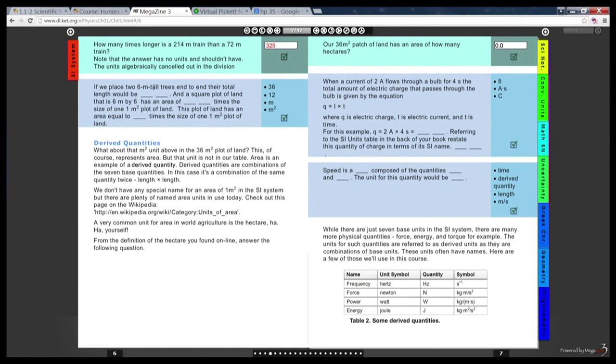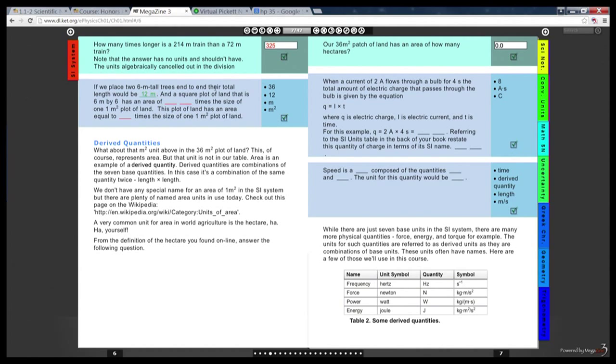Now, how about this? We have two 6-meter tall trees placed end to end. Their total length would be what? Another very difficult question. Well, it's going to be 12 meters, right? Here's the way this works. Click on the 12, click in the space. Click on the meters, click in the space. Let's check it and see how we did. Both turned green, so you're good.